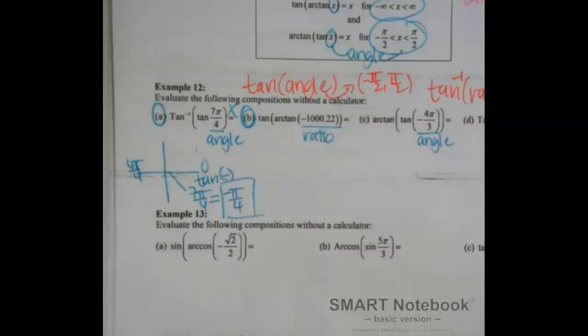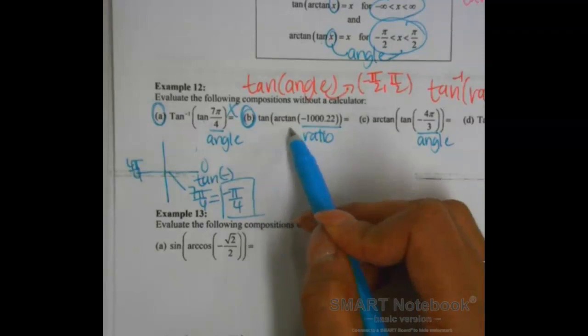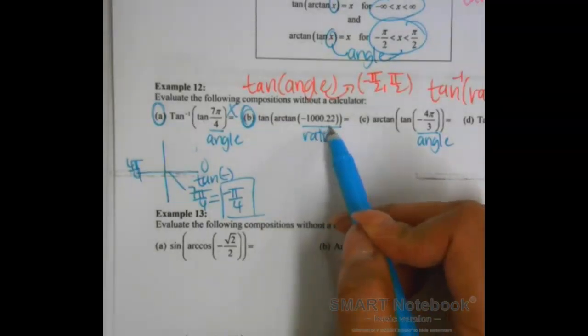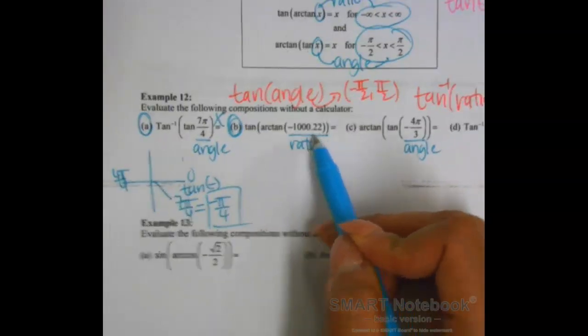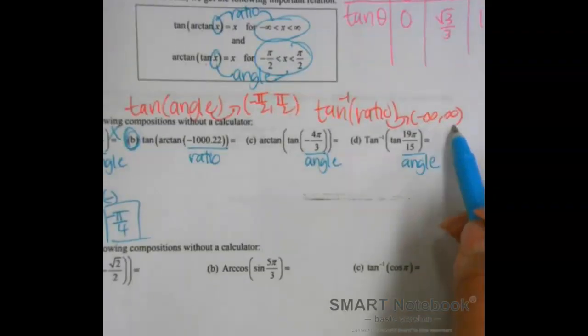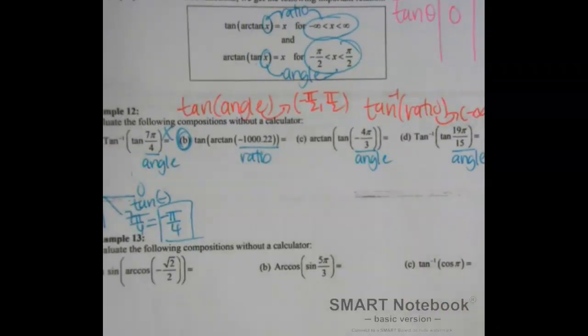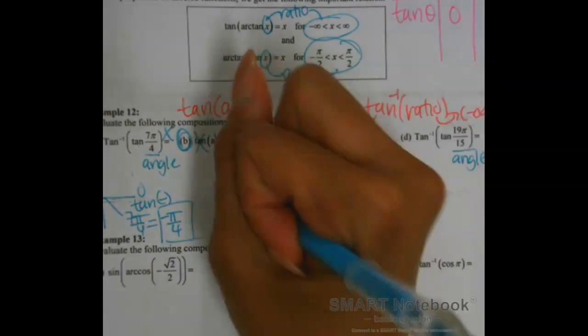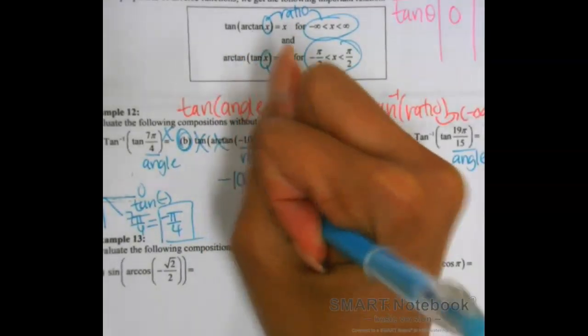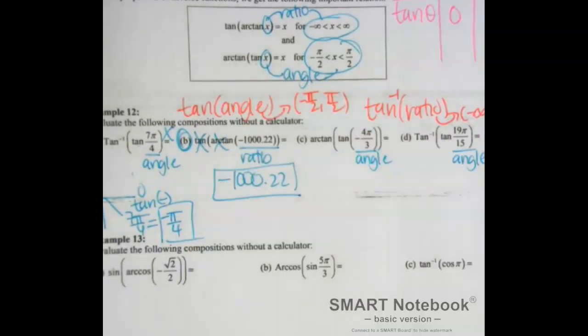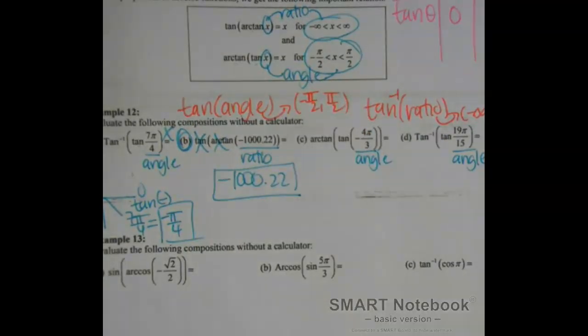All right, for letter B, we have tangent of arctangent of negative 1000.22. Valerie, negative 1000.22, is that between negative infinity and positive infinity? Yes, it is. So what can I do with the tangent and arctangent? So what does that leave your answer as? That's it. On your tests and quizzes, guys, if they literally cancel out like Valerie just told me, that's exactly what you do. Just cancel it out and write your answer.